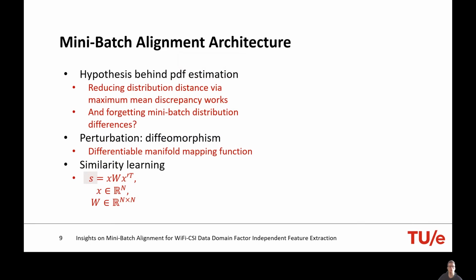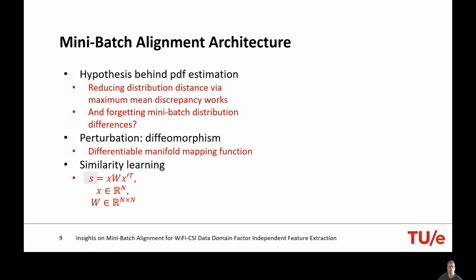The hypothesis behind probability density function estimation is based on trying to reduce the distance between distributions via the maximum mean discrepancy loss. Reason being that the maximum mean discrepancy loss is also an approximation on basically trying to reduce the distribution means between a source and target distribution. And so we asked ourselves, why not try to forget mini batch distribution differences instead of focusing on maximum mean discrepancy in order to reduce the overall distance between distributions.